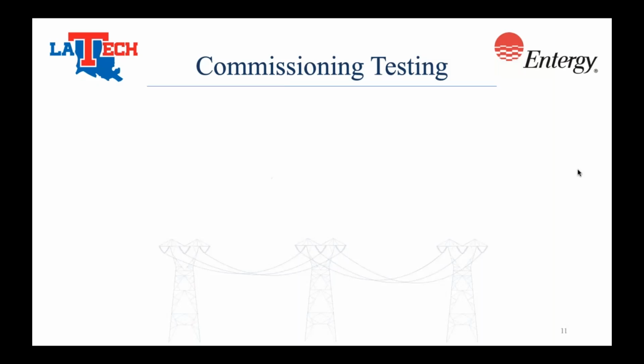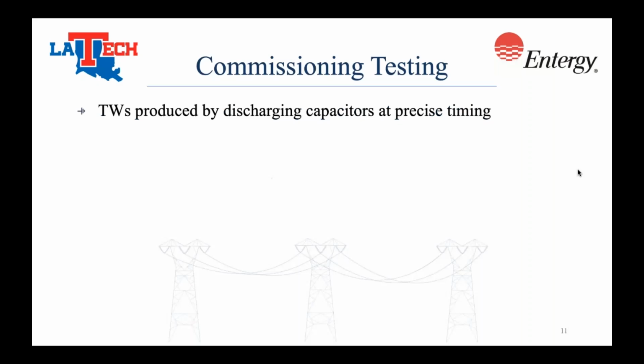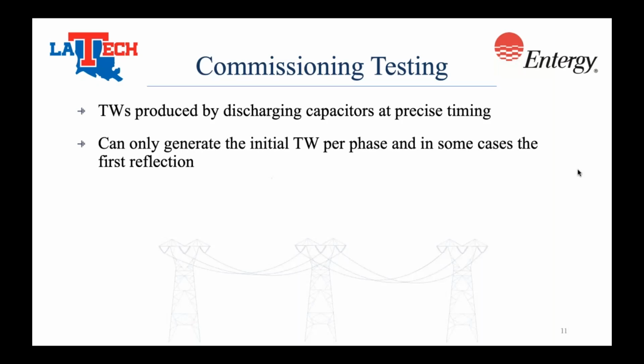Secondary injection test sets designed for traveling wave testing create the initial traveling wave per phase and sometimes the first reflection. Capacitive discharges are used to model the steep rise time of a traveling wave's arrival at the relay terminals. These discharges are precisely timed to mimic the arrival of traveling waves. This type of equipment is used for relay commissioning testing in the field.